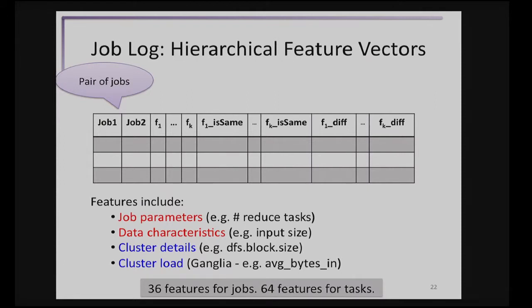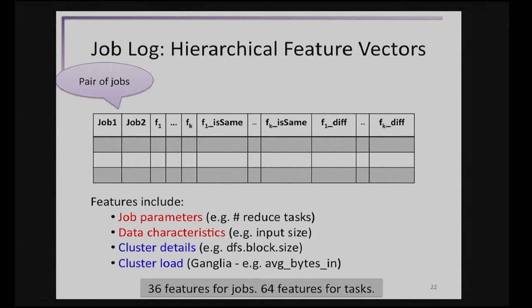So to do this, as I mentioned, we observe this Hadoop cluster and collect statistics. We collect statistics about the job itself, so how many reduce tasks were in the job, how many map tasks, and so on. About the input data, what was the size of that input data. We also collect statistics about the cluster. How busy was the cluster?